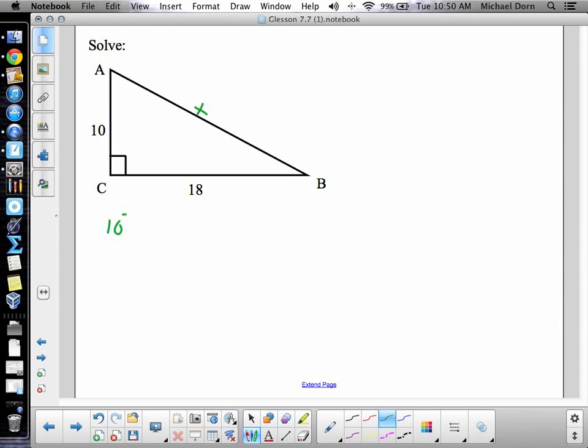Pythagorean theorem: 10 squared plus 18 squared is X squared. 100 plus 324, so X squared is 424. So X is the square root of 424. Oof. Square root of 424. So is it 2 root 106?